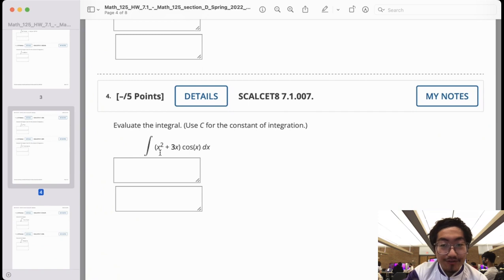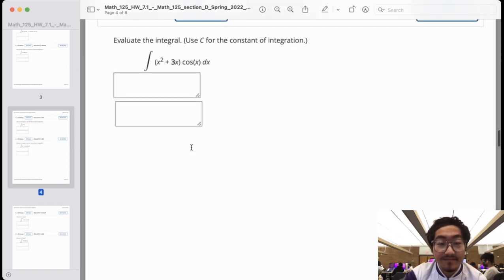Number 4, do not expand, because you need integration by parts more than once. So u equals x squared plus 3x, and cosine x is going to be dv. For any kind of Cartesian expression with a trig function, set u equal to the Cartesian expression, not the trig function.